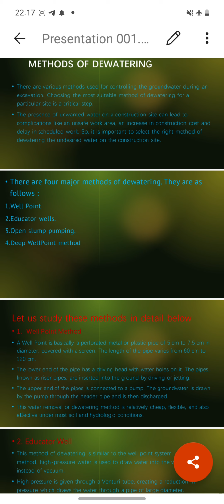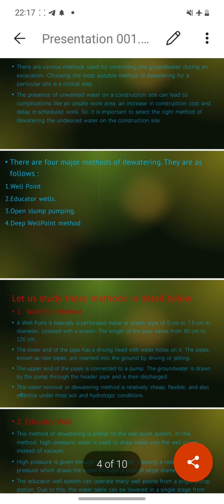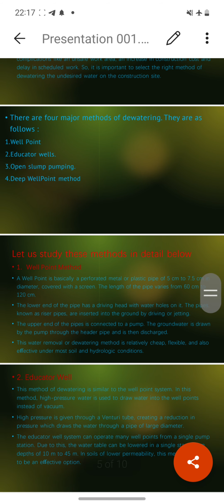The upper end of the pipes is connected to a pump, and the groundwater is drawn by the pump through the header pipe. It is then discharged. This dewatering method is relatively cheap, flexible, and also efficient under most soil and hydraulic conditions.